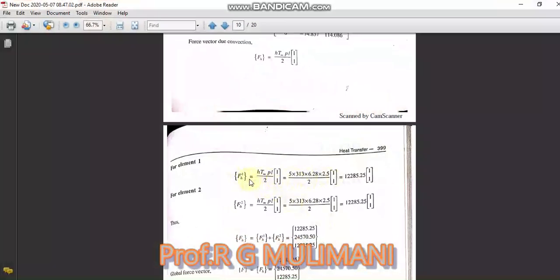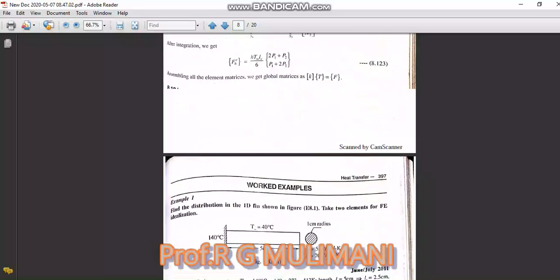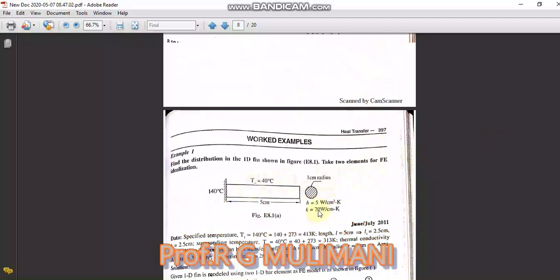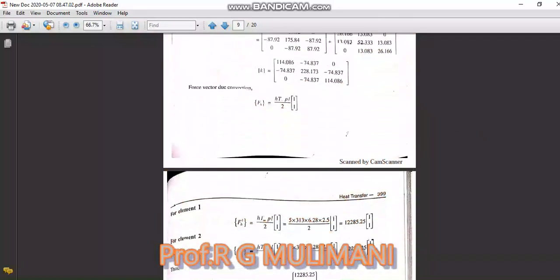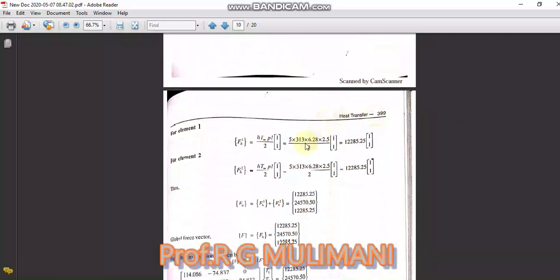Okay, as we have two elements, you consider two force vectors for element 1 and element 2. The h value is given, and T infinity. We know T infinity in the problem. What is the T infinity value here? It is 40 degrees Celsius. So convert it to Kelvin: 40 plus 273, so it is 313.